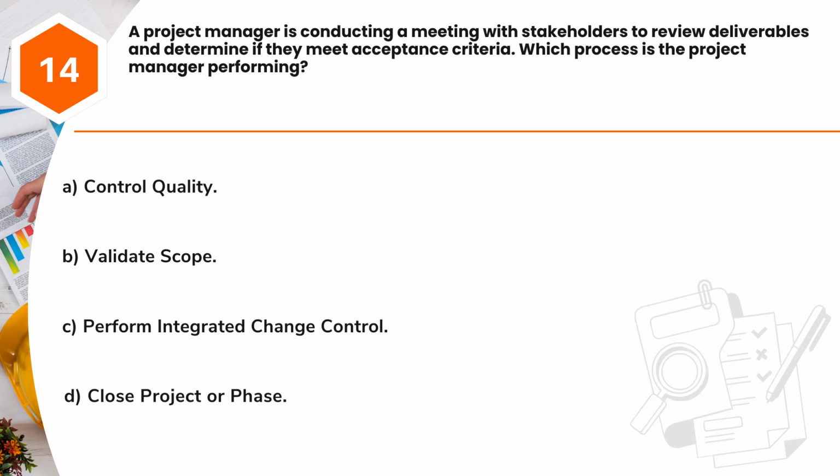Question 14. A project manager is conducting a meeting with stakeholders to review deliverables and determine if they meet acceptance criteria. Which process is the project manager performing? A. Control quality. B. Validate scope. C. Perform integrated change control. D. Close project or phase.